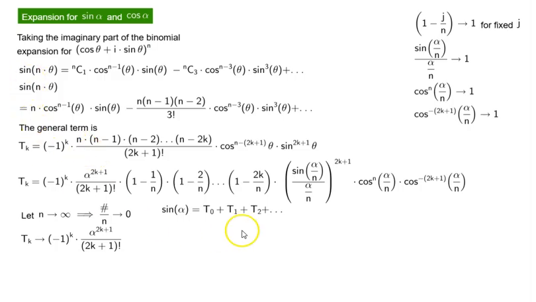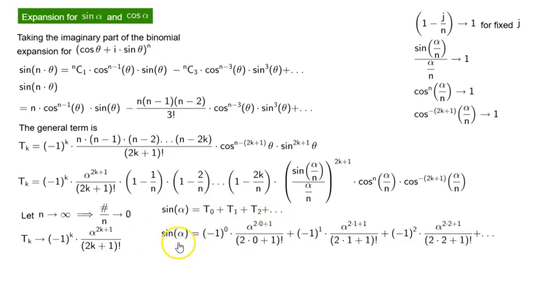So what will sine alpha be? Sine alpha will be equal to t sub 0 plus t sub 1 plus t sub 2 plus t sub 3 plus t sub 4 and so on and on and on. Now let's use this to figure out what these terms are. Sine alpha is equal to t sub 0, so minus 1 to the power of 0 times alpha to the power of 2 times 0 plus 1 divided by (2 times 0 plus 1) factorial, plus minus 1 to the power of 1 times alpha to the power of 2 times 1 plus 1 by (2 times 1 plus 1) factorial, and so on.